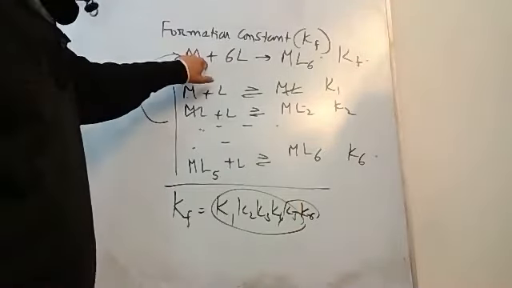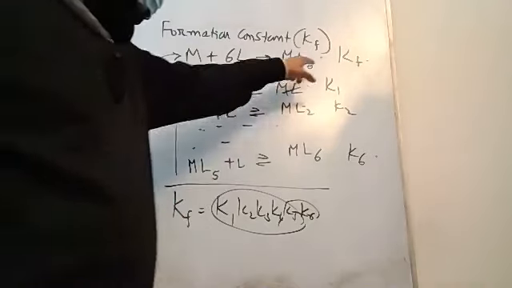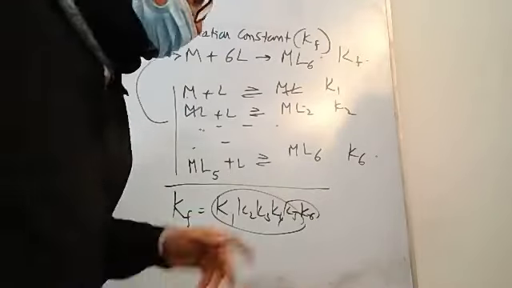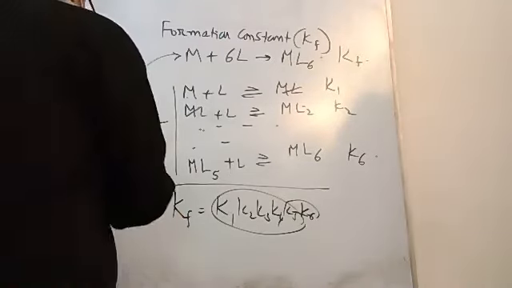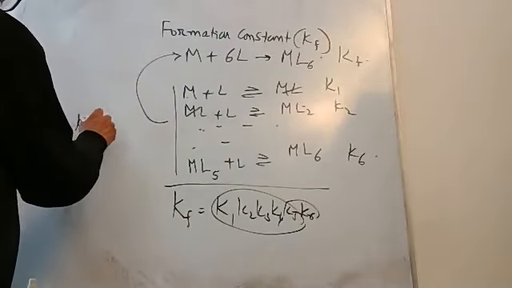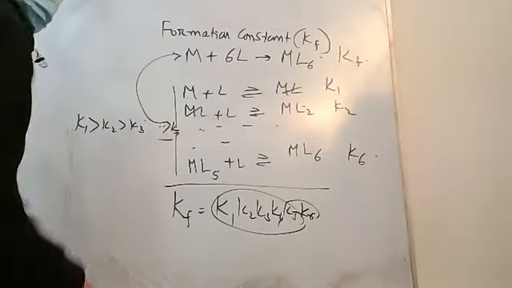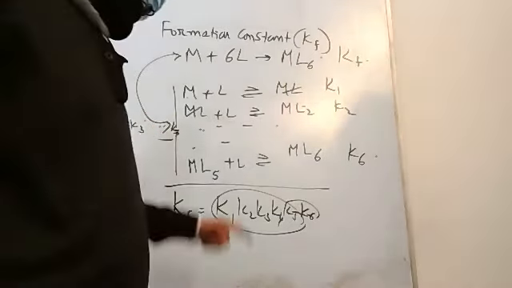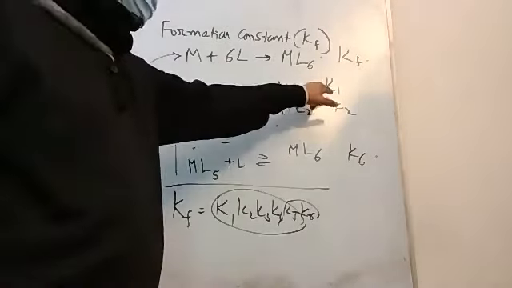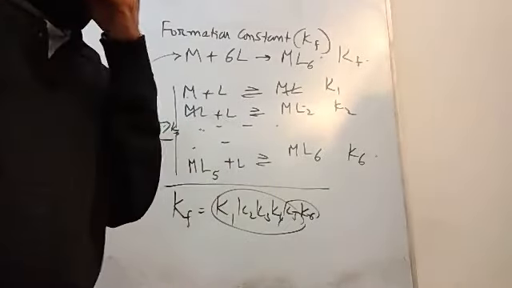Because this overall reaction is the sum of all the individual reactions, the equilibrium constant must be the product of the individual equilibrium constants. In general, what happens is the equilibrium constant K1 is greater than K2, greater than K3, and all the way greater than K6. So the smallest equilibrium constant is K6, and the highest is K1. Why is that the case?